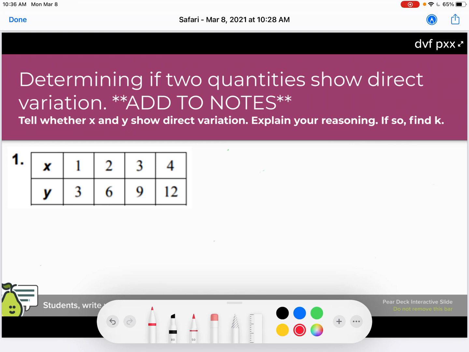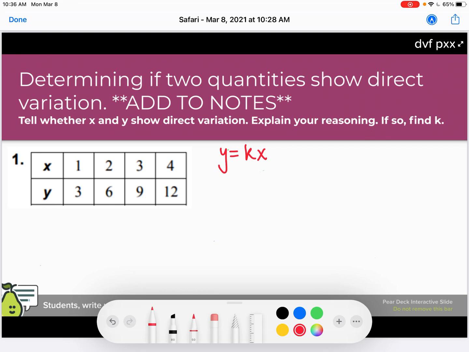In relation to direct variation, we say that y varies directly with x. And the equation we use to represent that is y equals kx. Basically what that tells us is whatever is happening to x directly impacts y. This is one of the ways we can determine if there's direct variation, if we are able to see that equation match up with our given values here.